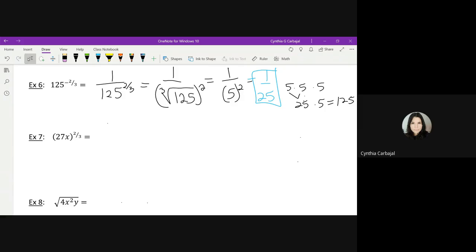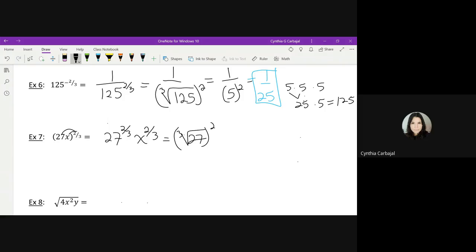All right, example 7. Now we have a power outside the parentheses. So both of the variables have to get that exponent. Whatever we have inside the parentheses, they both get that exponent. So now I can write it in radical form. So root over power, or power over root. Wow, I'm saying that wrong. So this is going to be under 3 and then squared.